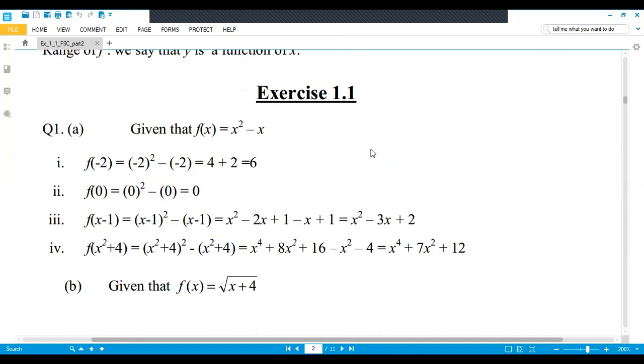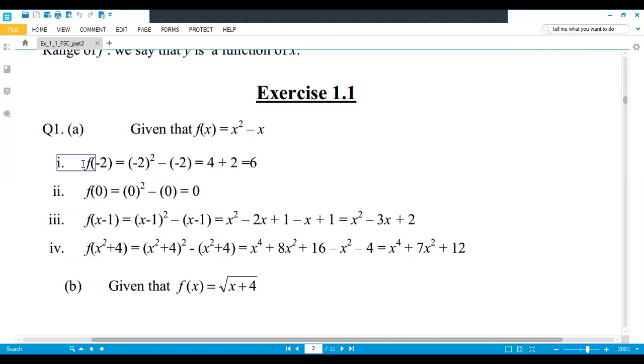The first function, part A, is f of x is equal to x square minus x. We are going to find what f of minus 2 will be equal to, what f of 0 will be equal to, what f of x minus 1 will be equal to, and what f of x square plus 4 will be equal to.